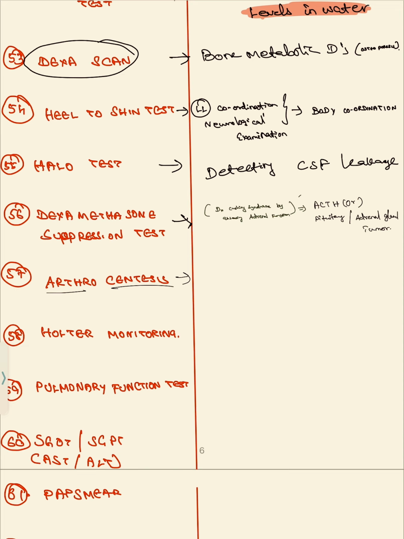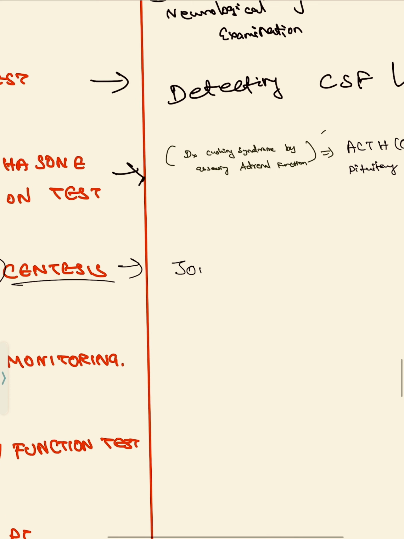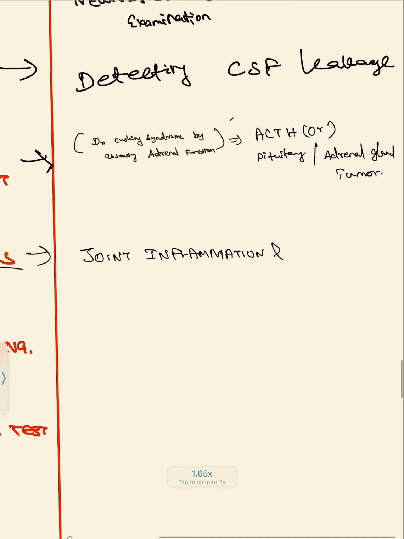Arthrocentesis. Arthro, I'm saying arthro, it has the same meaning. So arthro people will be looking mostly at the joints. Joints are for arthritis, commonly infections in the joint. So joint inflammation and infection.